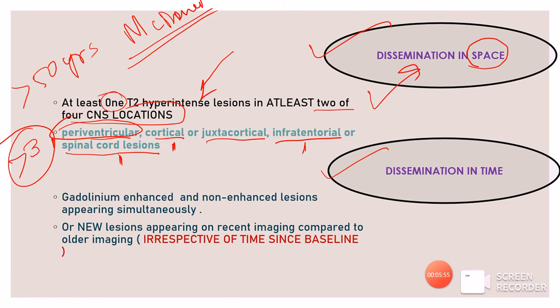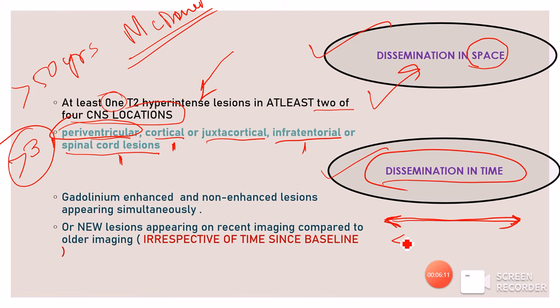Next, what we are going to look at is the dissemination in time. Dissemination in time means that if a patient comes for the first time and we get a baseline MRI and in that we do not see any lesions, and then again we check the patient and now we are seeing a new lesion. What does it mean? It means that within this time period between the baseline MRI and the new MRI, the patient has developed a lesion within that time frame, and this is called dissemination of the disease in time.